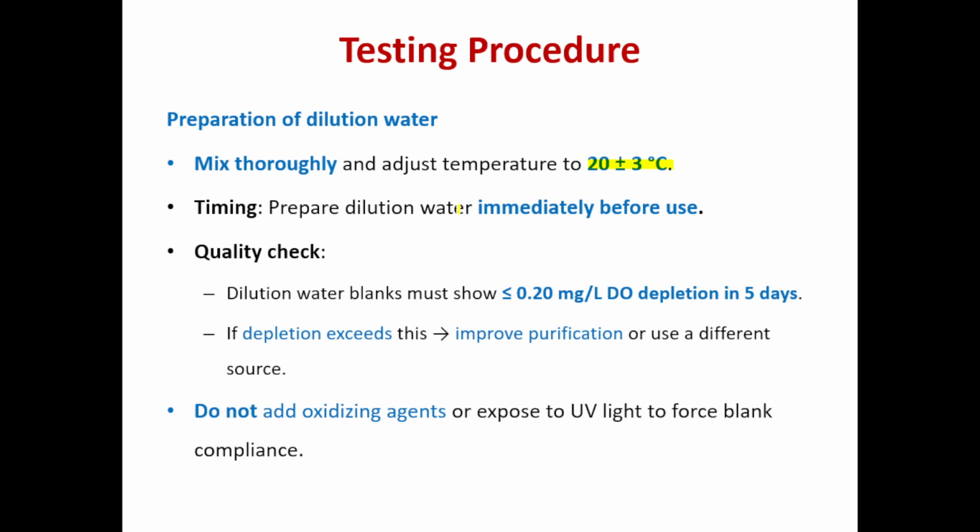Regarding the timing of preparation, we need to prepare this dilution water immediately before use. And the quality check for this dilution water is that the blank must show less than 0.2 mg per liter DO depletion in 5 days. Which means that if we put a BOD bottle of a dilution blank in the incubator, after 5 days the DO depletion should be less than 0.2 mg per liter, or preferably less than 0.1 mg per liter, then it is recommended.